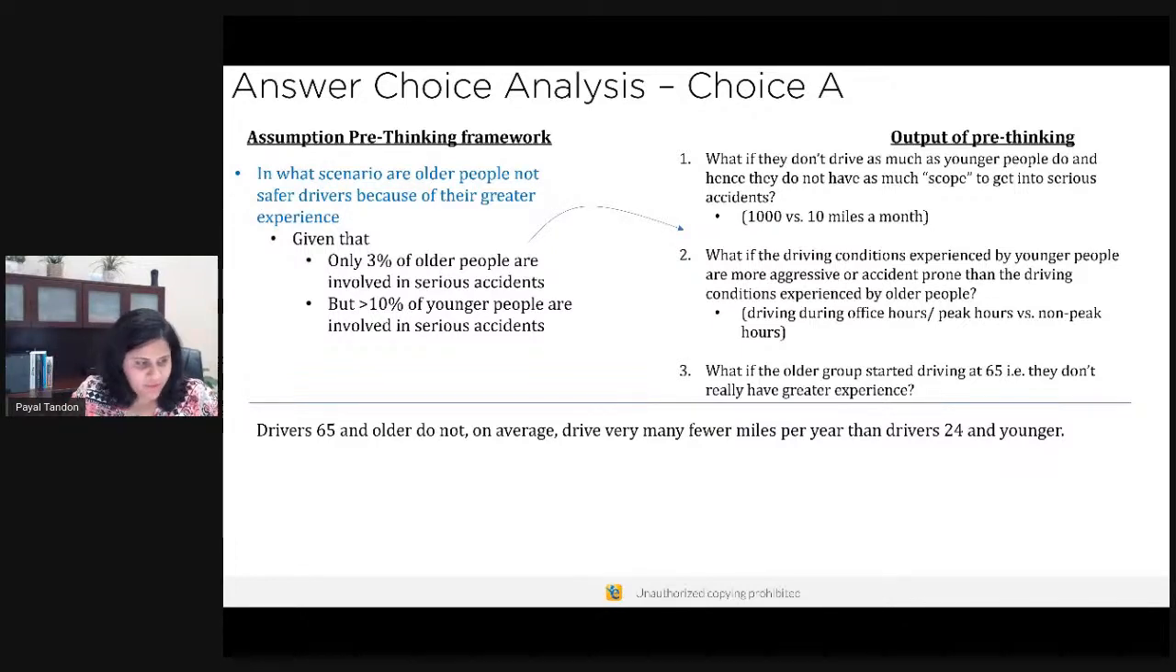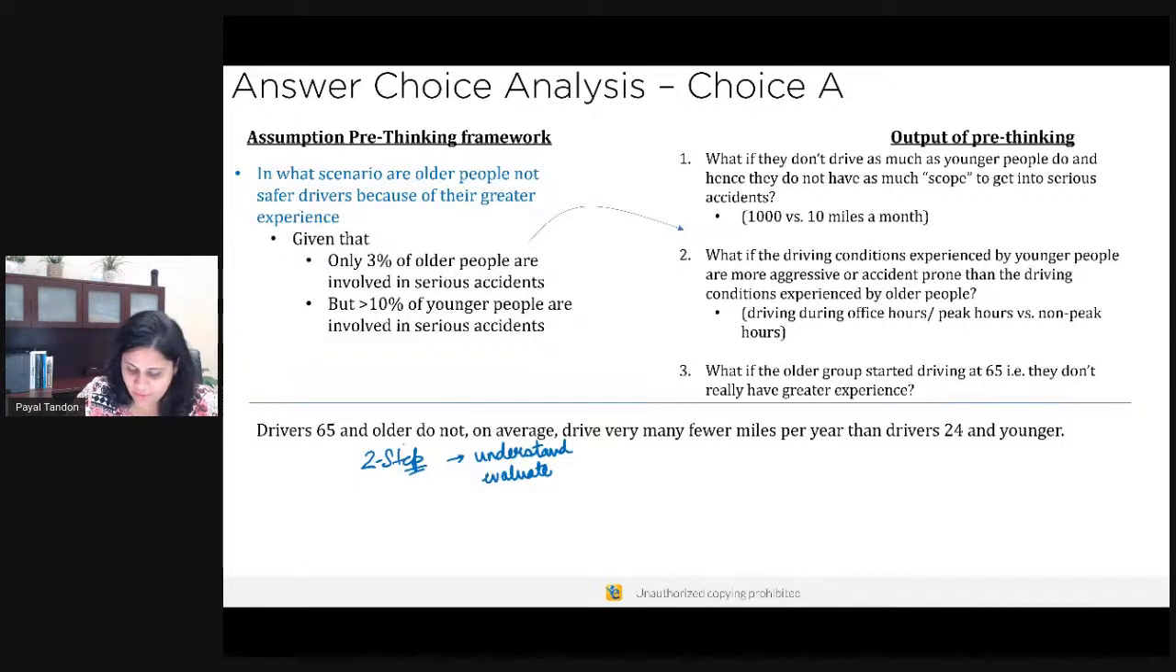choice. Drivers 65 and older do not, on average, drive very many fewer miles per year than drivers 24 and younger. Now, this is where I mentioned that it's a two-step process to analyze an answer choice. One is you need to understand what the author is saying in the answer choice, without worrying about what your pre-thinking is or what the passage is. Just understand what the choice is saying, and then you evaluate it along the lines of your pre-thinking.